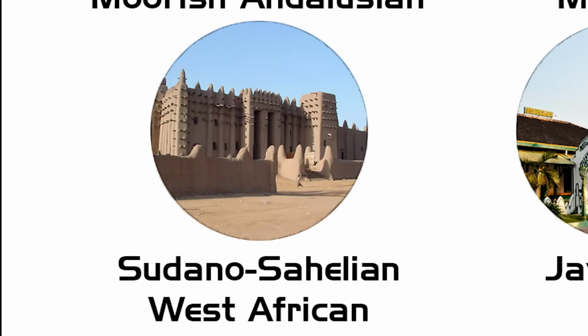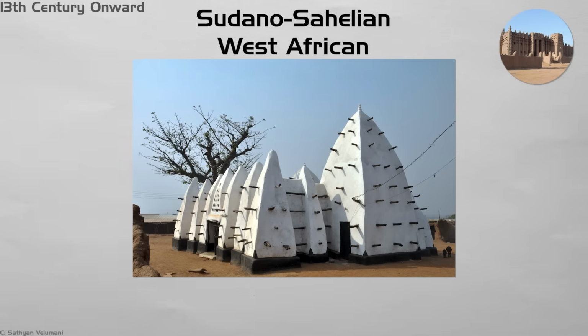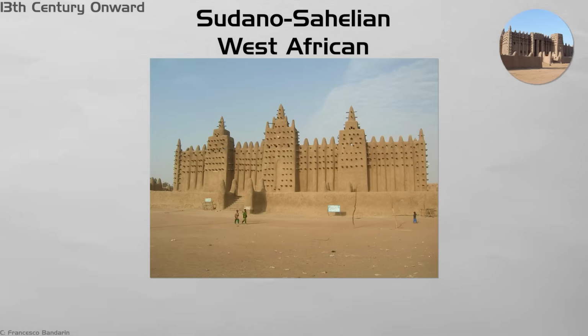Sudano-Sahelian West African. In regions like Mali and Niger, mosques took on a distinct earthen form using mud or adobe. The most famous is the Great Mosque of Djenné, with its towering facade supported by wooden beams that also serve as scaffolding for annual replastering.